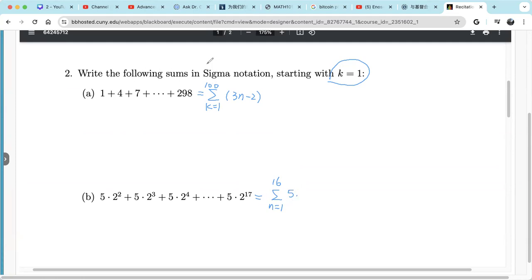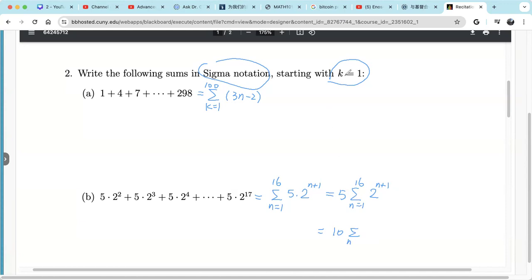Write the following sum in sigma notation. We want to write in sigma notation 5 times 2 raised to n plus 1. And if you want this 5, you can write it outside, right? Because 5 is a common factor of every term, I can write it this way too. n equals 1, then upper limit is 16, 2 raised to n plus 1. Or another way of writing this is, because 2 to the n plus 1 is 2 to the n times 2, you can also write it as this.